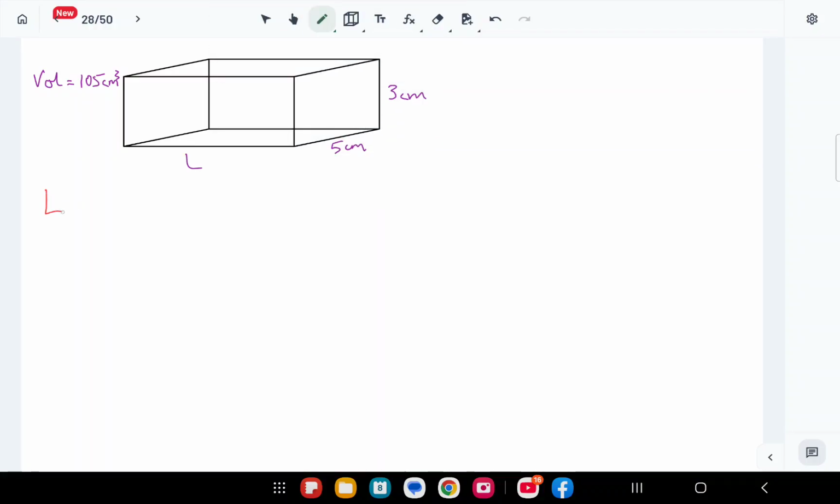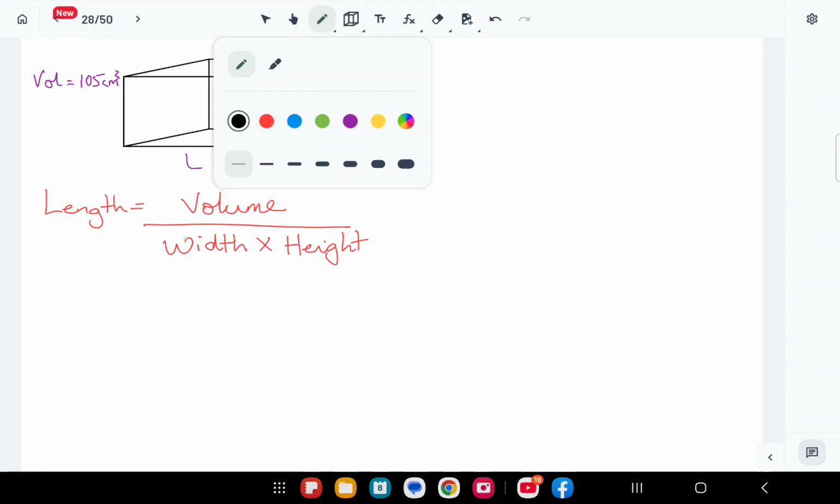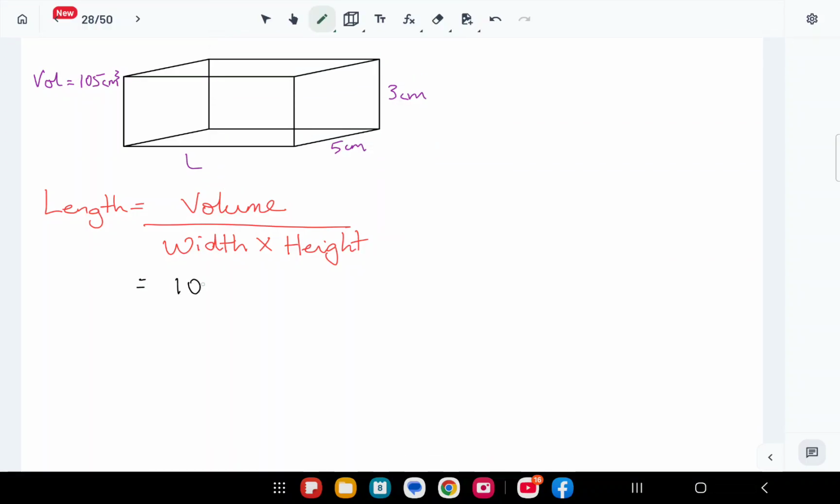To solve for the length, it is equal to the volume divided by the width multiplied by the height. So let's plug in those values from the example we have here now. So the volume is 105 centimeters cubed. The width is 5 centimeters. And the height, 3 centimeters.